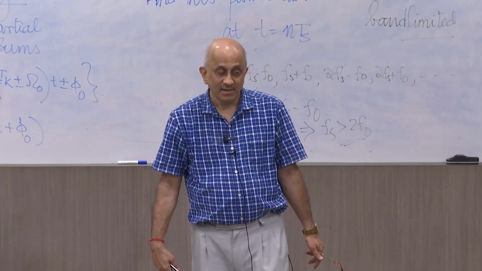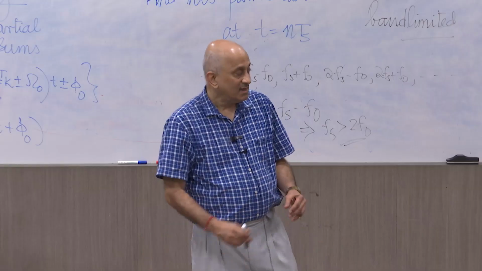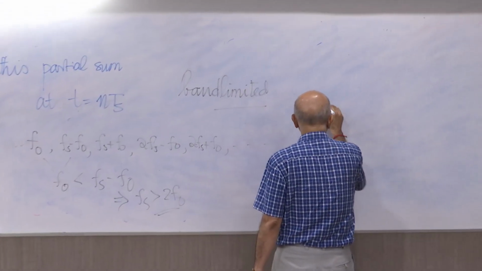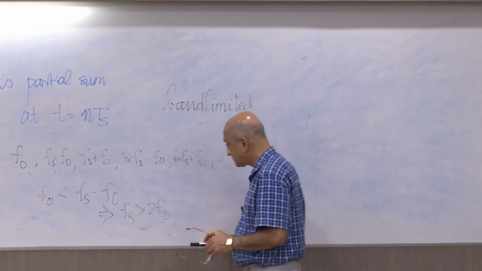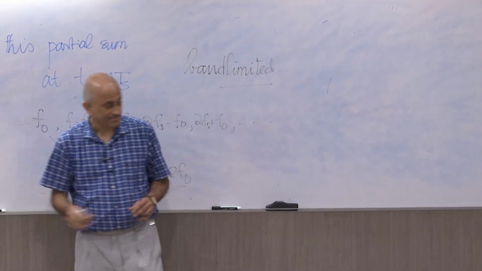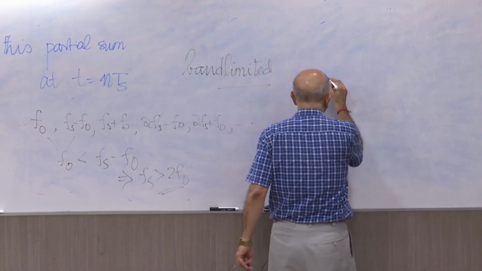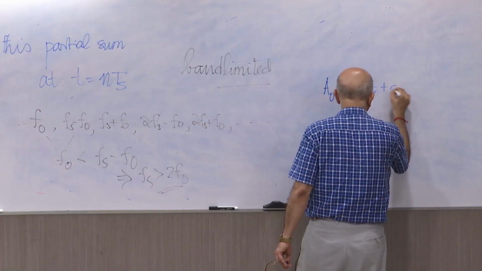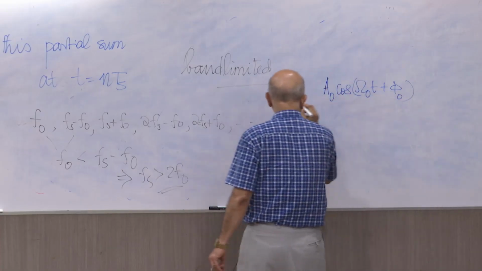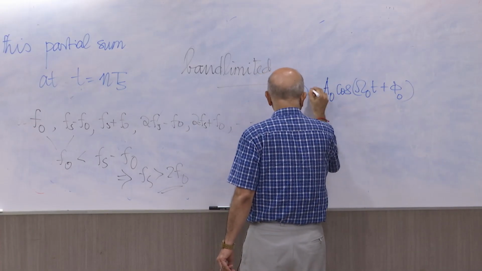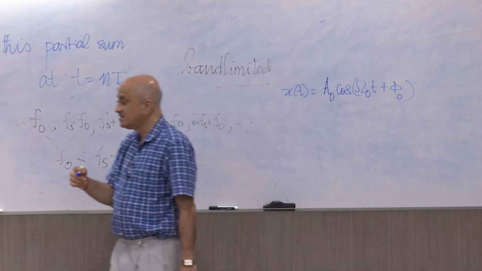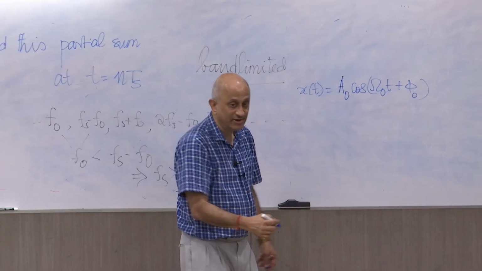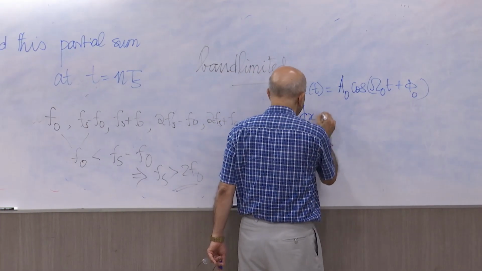Now, you see, let's take again a sinusoid. So you have the sinusoid, a naught cos omega naught t plus phi. Okay. Let us look at the rate of change of this sinusoid, right? So that's again a sinusoid, of course. So I take the derivative.